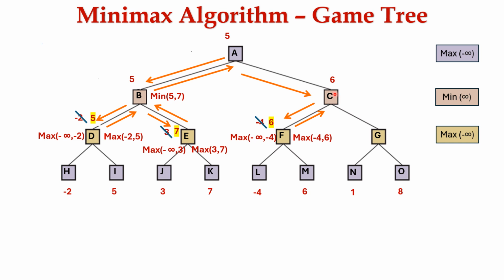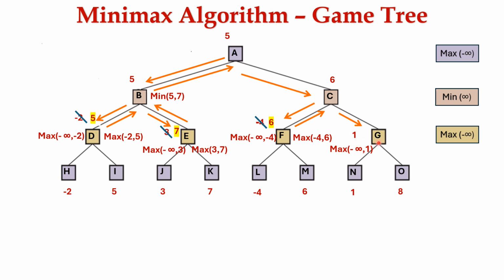Next, from node C, we move to node G. Node G has two children, that is node N with value 1 and node O with value 8. The evaluation begins by initializing node G value as minus infinity, as it is a maximizing node, and we need to apply max function. The algorithm first compares node N value 1 with the initial value minus infinity and updates the node G value as 1 since it is maximum.